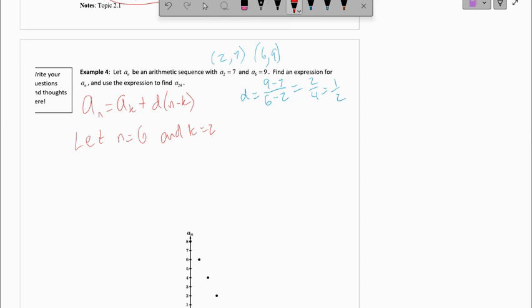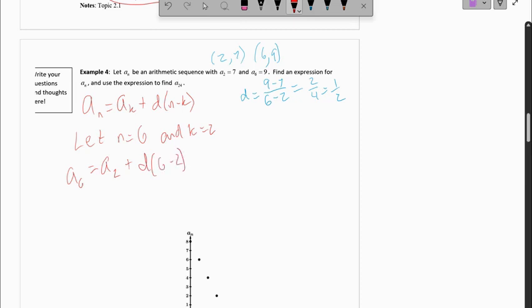So once you do this, we would say a sub 6 equals a sub 2 plus D, because we don't know what D is yet, and then it'd be 6 minus 2. And yeah, we then plug in what we got. 9 equals 7 plus 4D. And we could solve this. So subtract, divide, and look at that. We get 1/2. Oh, my stylus there went a little crazy. 1/2. There we go. So we got the same D value.